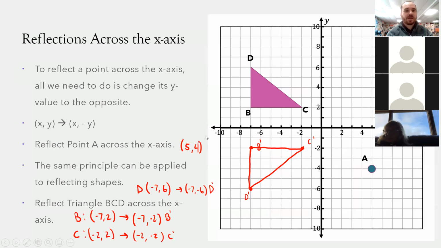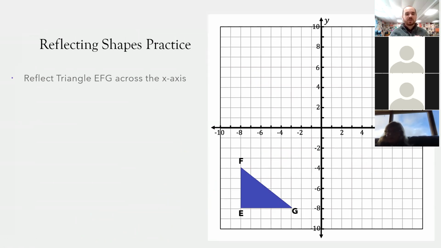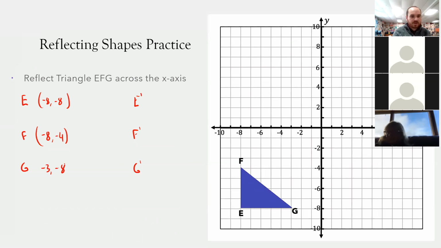I don't see any. Let's go ahead and try it. So what I want you guys to do is try to reflect triangle EFG across the x-axis. So what you're going to tell me is what are the coordinates of E prime, F prime, and G prime. And I'll give you the coordinates to the first ones, just in case they're hard to tell from where you're at. So point E is at the point -8, -8. Point F is at the point -8, -4. And point G is at the point -3, -8.